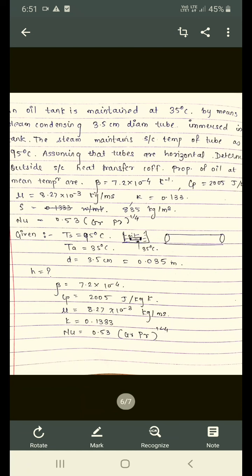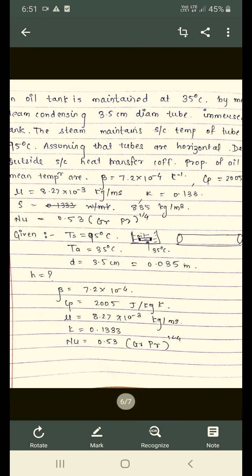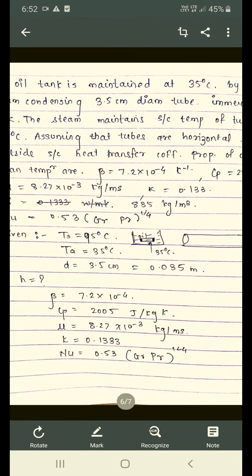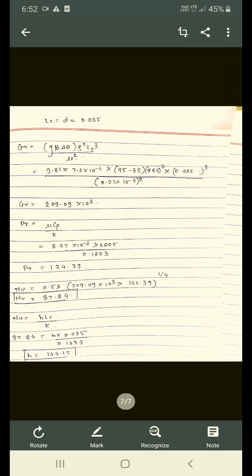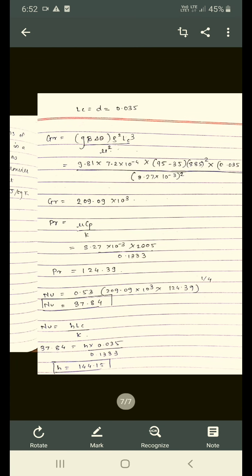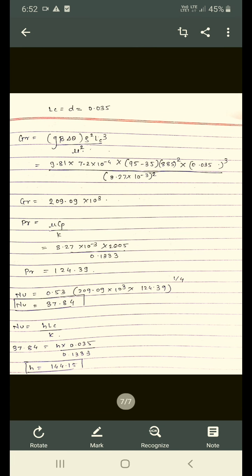So beta is equal to 1 upon T mean. We can calculate it as Ts plus Ta divided by 2, and the reciprocal of that gives the value of beta. Cp is 2005 joule per kg Kelvin. Mu is equal to 8.27 into 10 raised to minus 3. K is given. The Nu empirical relation is 0.53 (GR PR) raised to 1 by 4. LC is equal to the diameter of the tube, which is 0.035 meter.